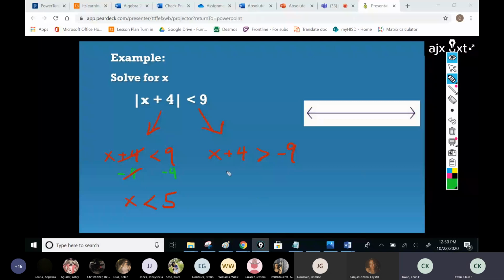All right, and then for the other one, do the exact same thing. -4 on the left, -4 on the right. Plus 4 and -4, they will cancel out. And then -9 minus 4, it will get you -13.